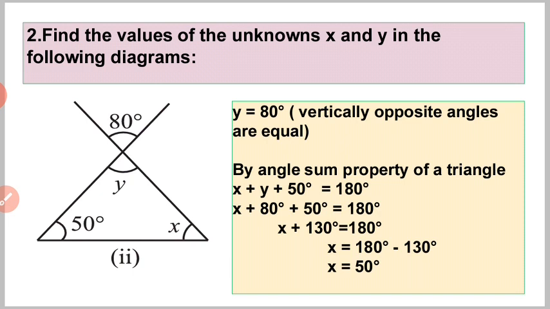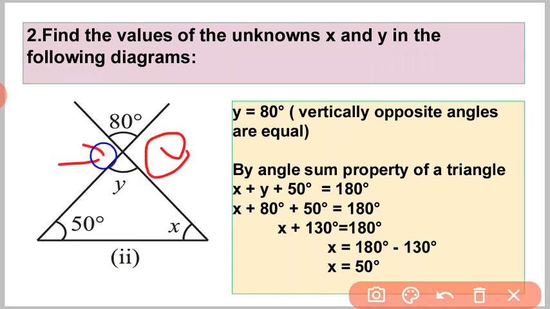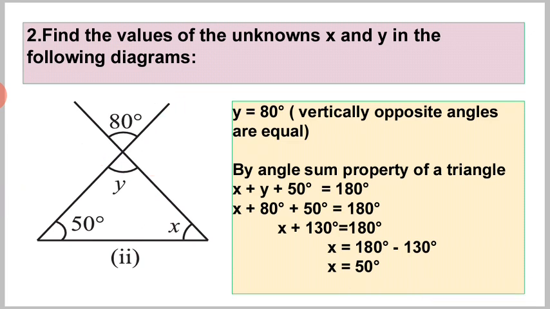In this question also we have to find the value of variables, that is x and y, the unknowns. So let's start. Here we see that y and 80 degree are vertically opposite angles. So we know vertically opposite angles are equal. So what is the value of y? Y will be equal to 80 degree because they are vertically opposite angles.